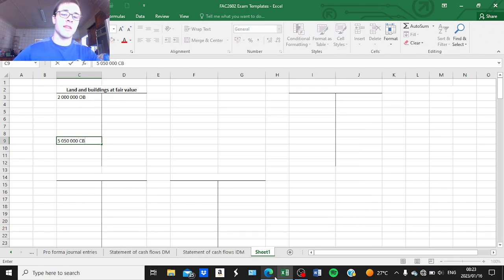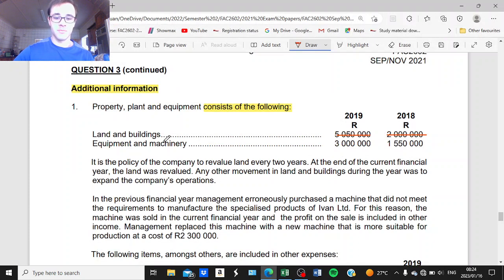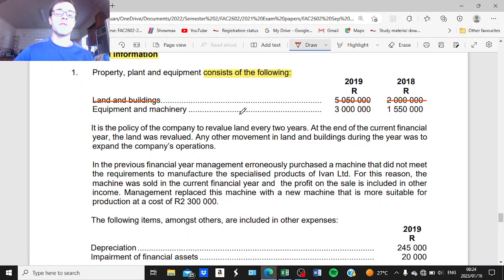Right? We should know by now that an asset will have a debit balance, and keep in mind that the closing balance of 5,050,000 was carried over from the credit side when the general ledger account was drafted. So this was carried over to the debit side in order to be reflected as a debit balance. Okay, keep in mind that it was carried down from the credit side. Now in terms of land and buildings, it is the policy of the company to revalue land every 2 years, and at the end of the current financial year, the land was revalued.